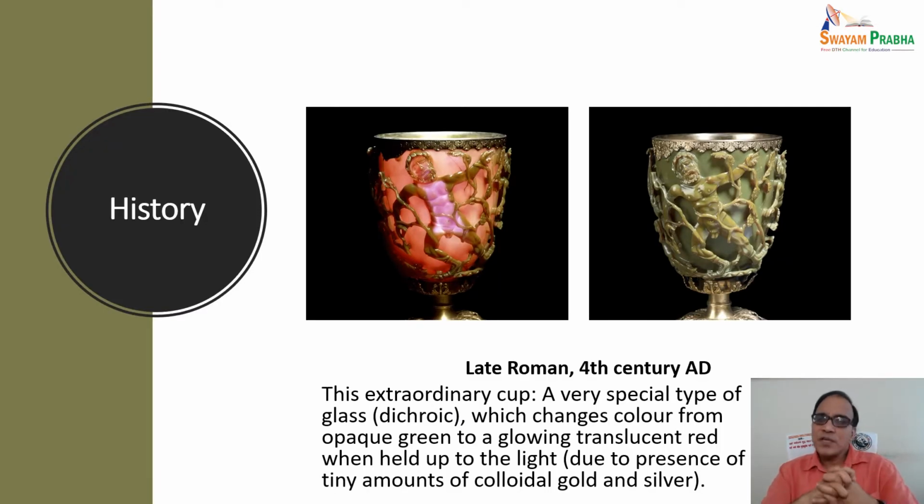Now, let me give you a brief history. It was there in the late Roman, 4th century AD. This extraordinary cup which you are seeing here is a complete example of a very successful type of nanotechnology. It's a type of glass known as dichroic, which changes color when held up to the light. This opaque green cup turns into a glowing translucent red when light falls on it. The glass contains a tiny amount of colloidal gold and silver, and this is responsible for this optical activity. This is from the late Roman 4th century AD.